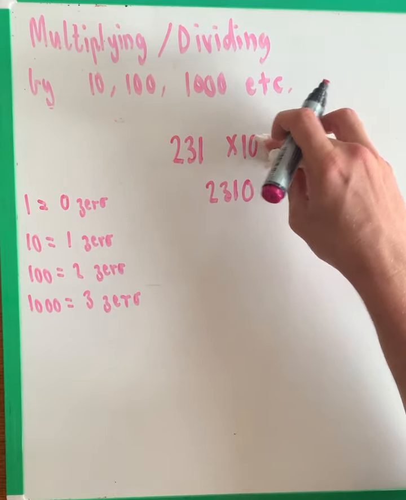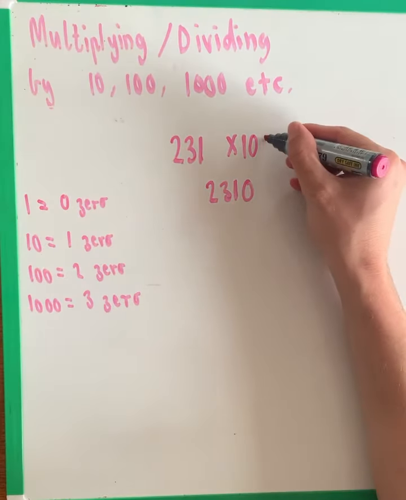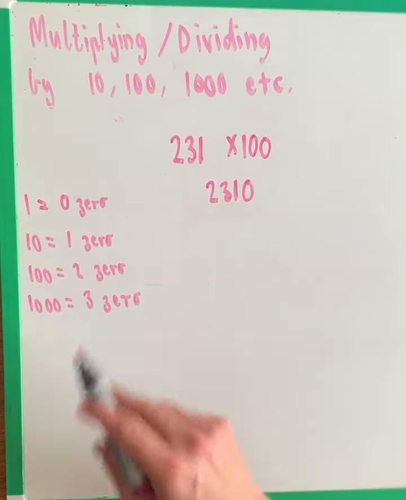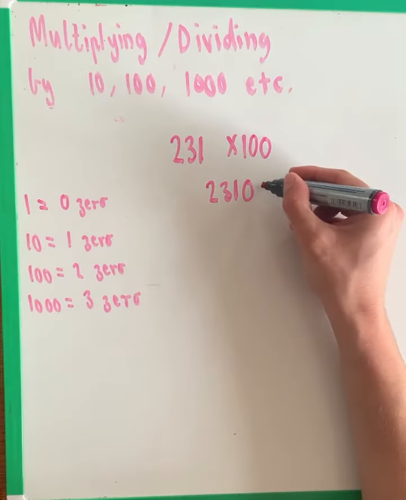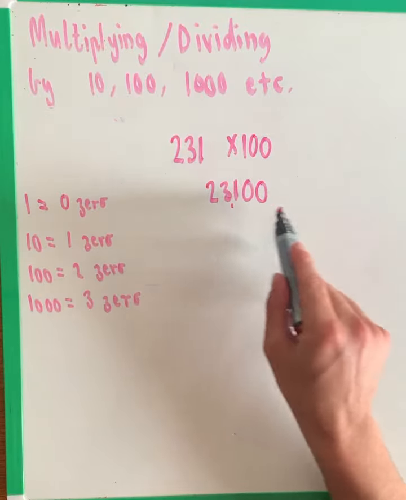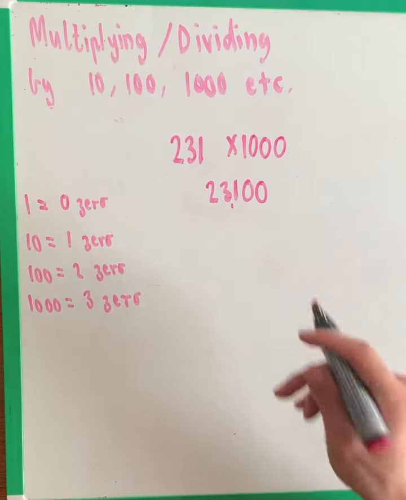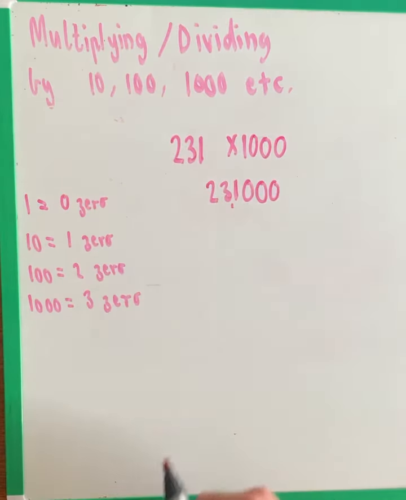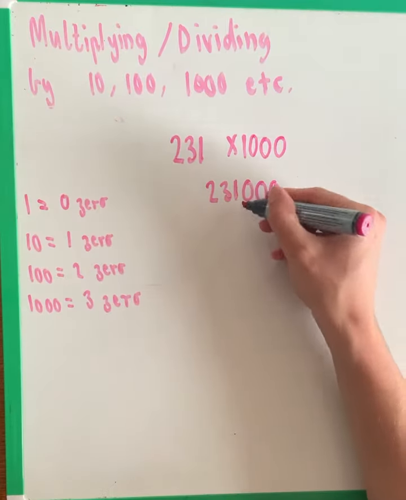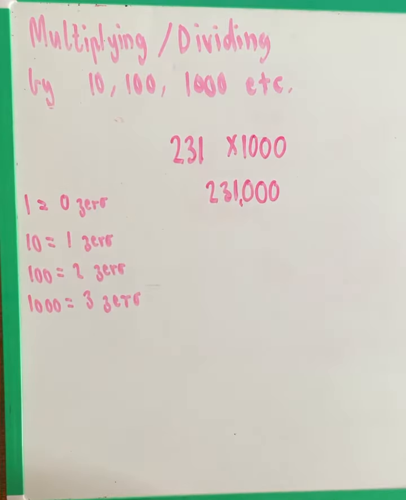Now, if I continue along this pattern, say I'm multiplying by 100, there are 2 zeros, so we add 2 zeros on the end: 23,100. When I go to 1,000, 3 zeros, and you guessed it, 3 zeros on the end. This time, I've got 231,000. And the rule just keeps continuing. So when we multiply by numbers that have zeros on the end, we just have to count the zeros and put them on the end.